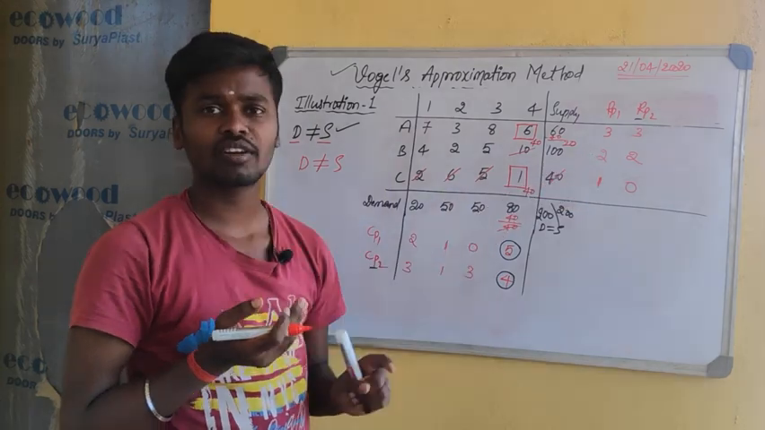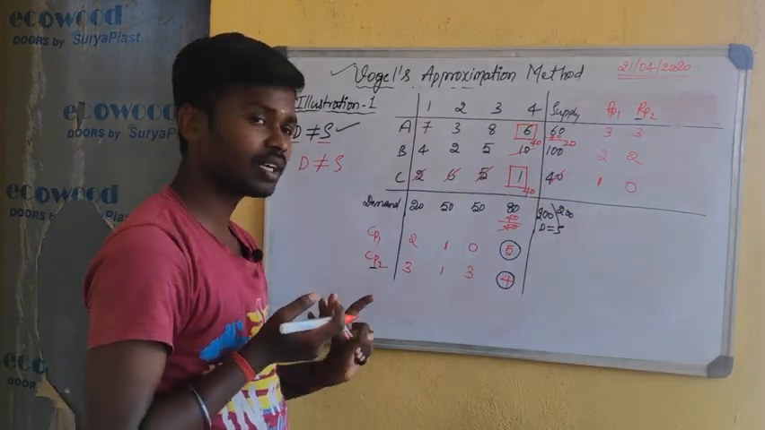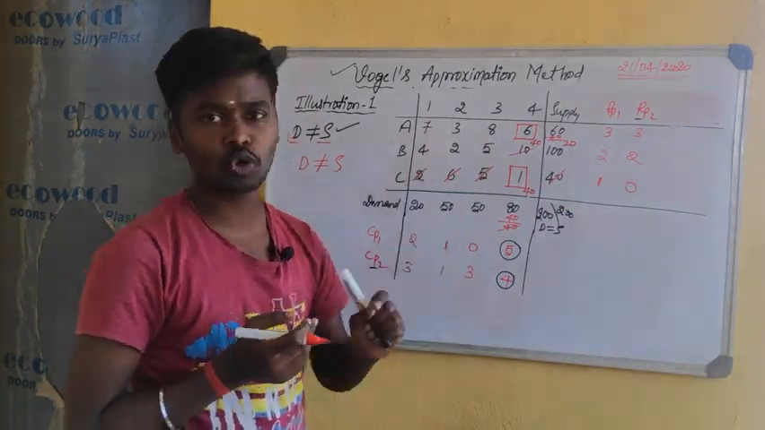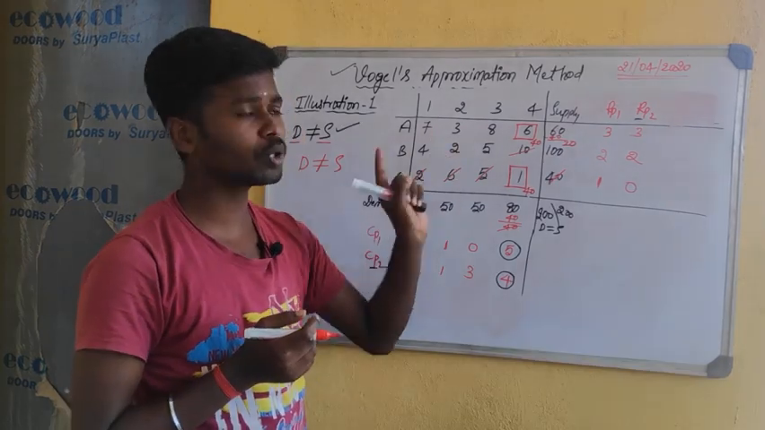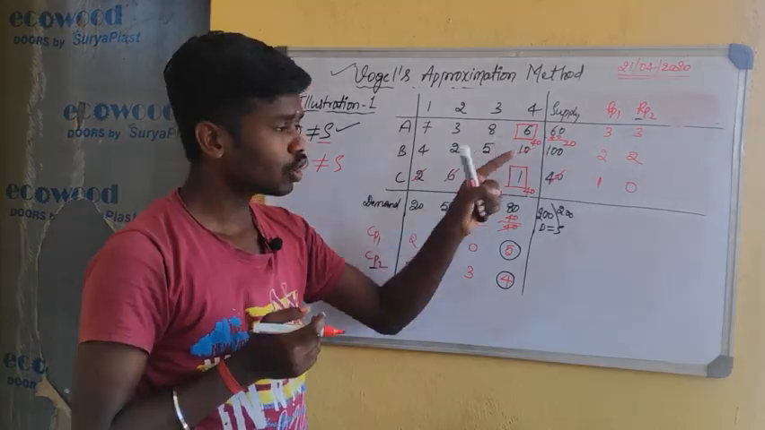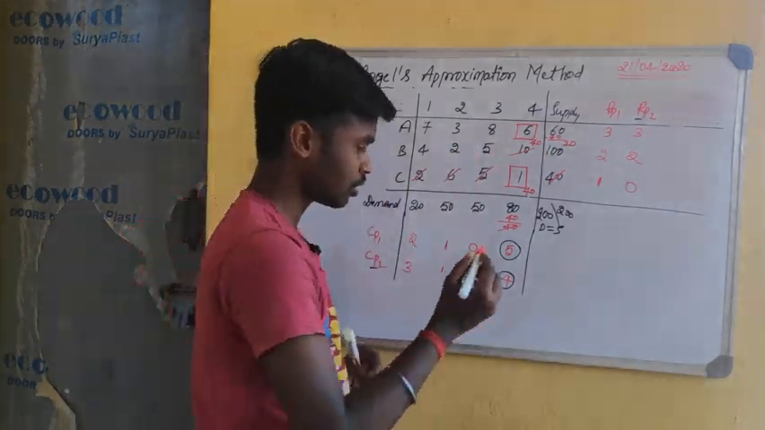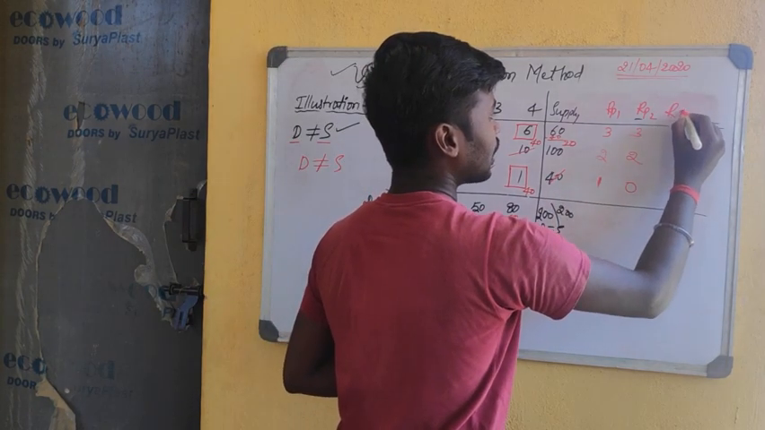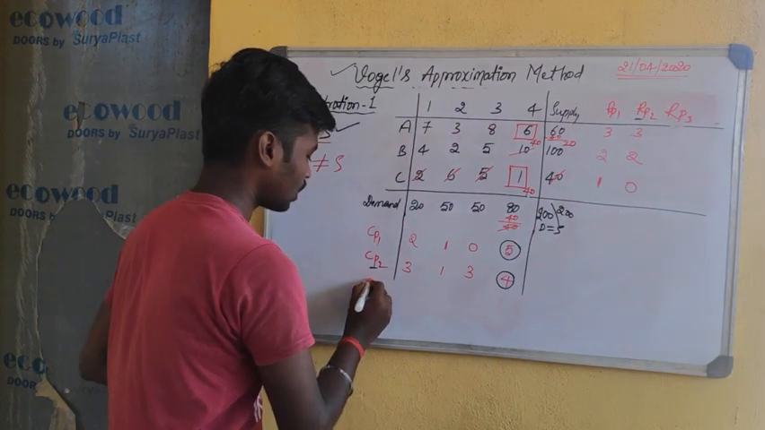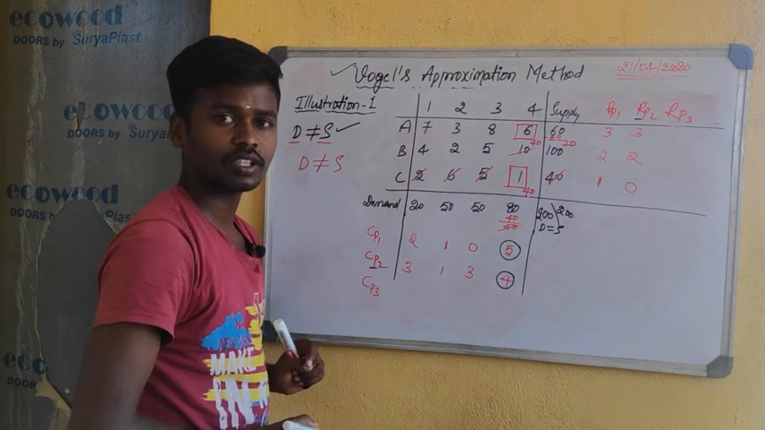Yes, again you have to calculate the row penalty 3 and column penalty 3. I will tell you where it will be going to stop. Okay, so until it will be going to stop, you have to calculate the row penalty and column penalties. Okay, next, row penalty 3 and column penalty 3.